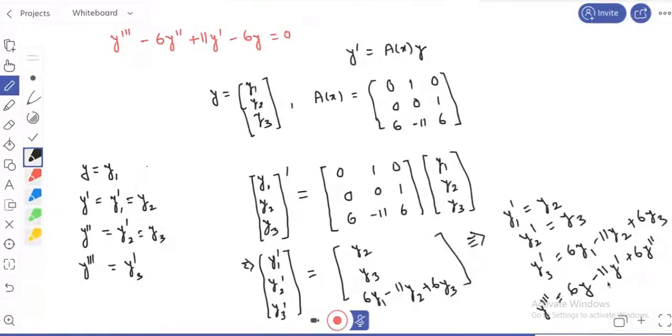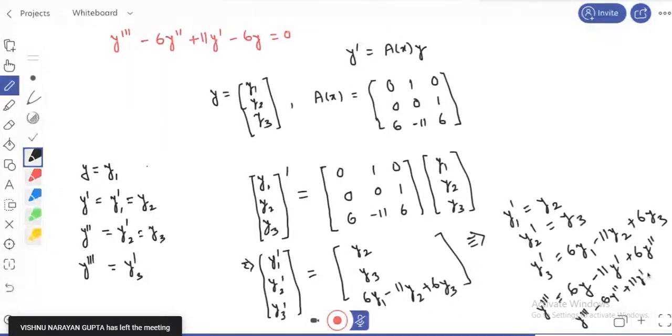Now if we rearrange this term, you get y triple prime minus 6 y double prime plus 11 y prime minus 6y equals 0. This is the same equation we started with.